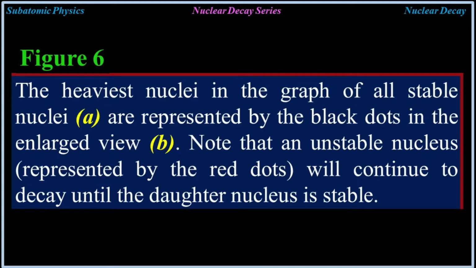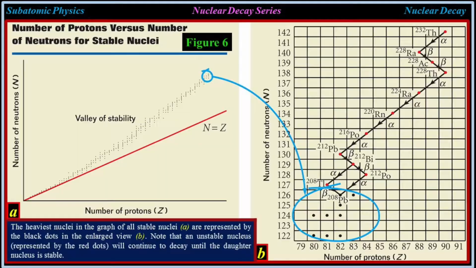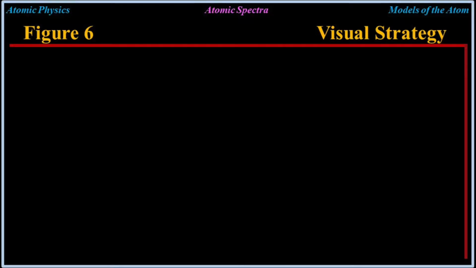Figure 6. The heaviest nuclei in the graph of all stable nuclei A are represented by the black dots in the enlarged view B. Note that an unstable nucleus represented by the red dots will continue to decay until the daughter nucleus is stable. And this is A. And there is the caption again. You have A and B. And try to follow the graph. Try to follow the various decays.